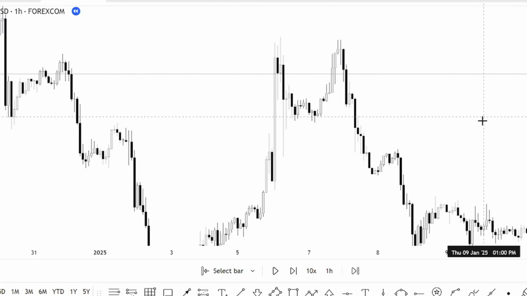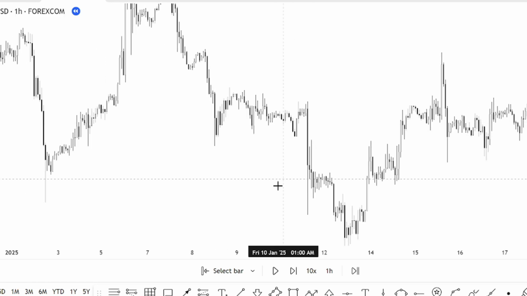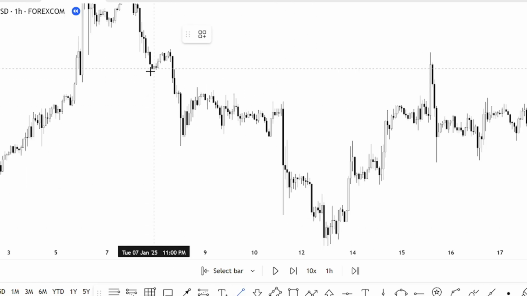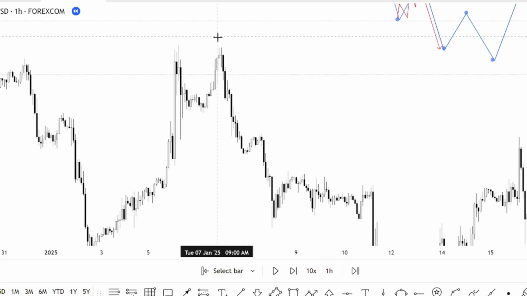First, you need to identify market structure. Where is price going and where is price coming from? First, ask yourself, where is the price coming from? So as you can see, price is coming from the upside on here.